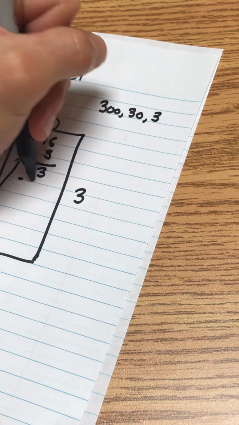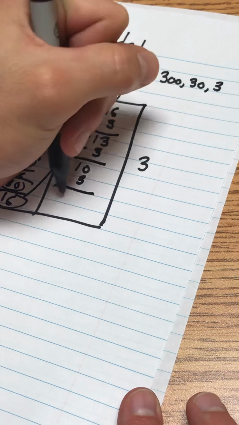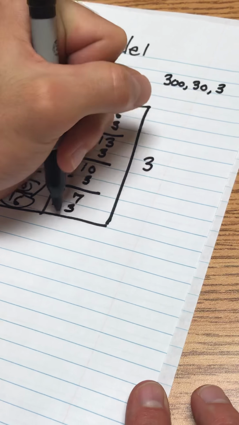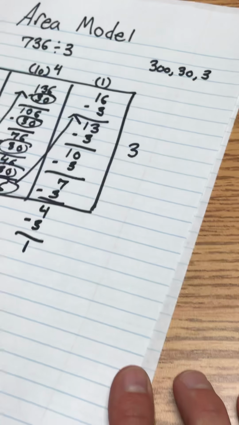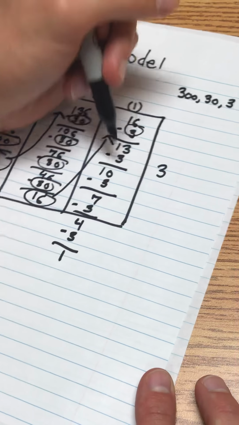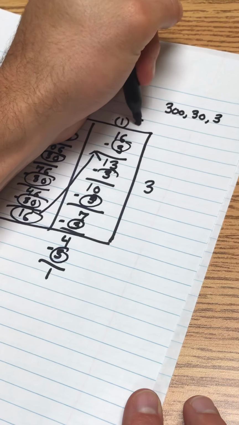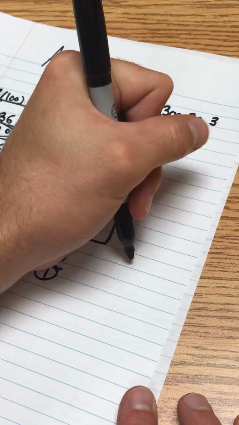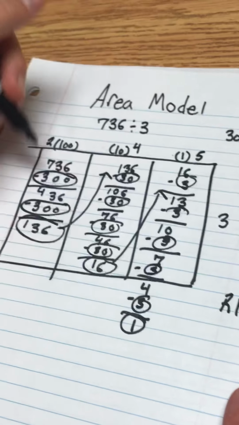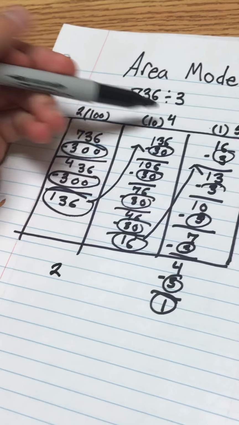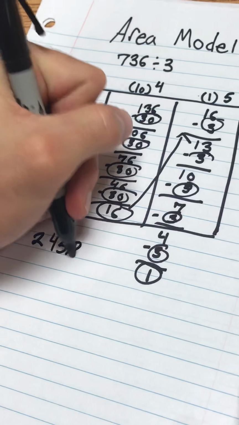16 minus 3 gives us 13, minus 3 gives us 10, minus 3 gives us 7, minus 3 gives us 4, minus 3 is 1. And again, we would count 1, 2, 3, 4, 5 with a remainder of 1. Write that off to the side. And so our answer would be 2 hundreds, 4 tens, 5 ones, remainder 1.